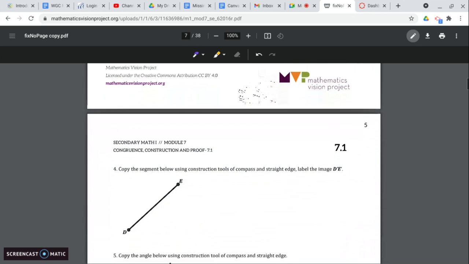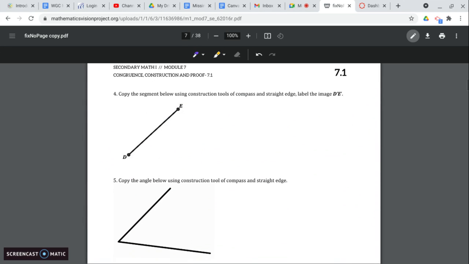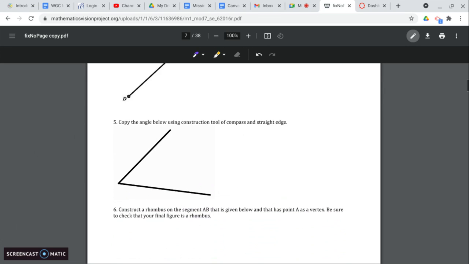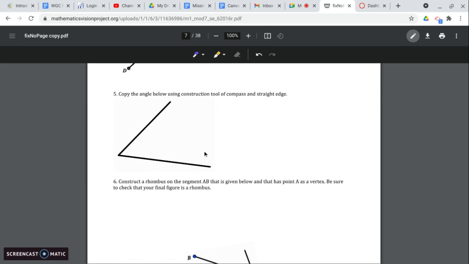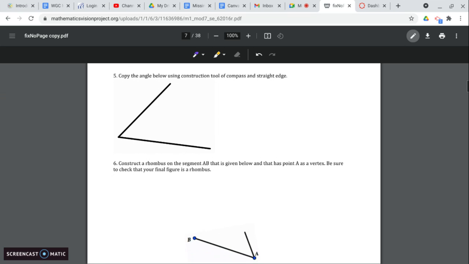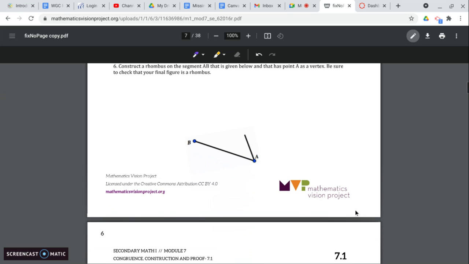So, lots to do with creating circles and finding these different parts. So making constructions of the same shape. So we've got a line here. We want to make the same line at the same angle. Copying entire angles, same thing. Constructing a rhombus, make a circle about it.